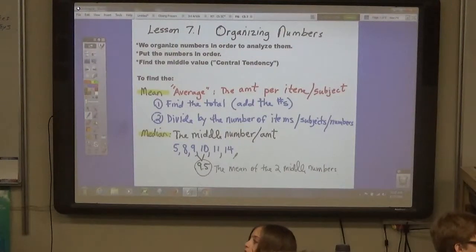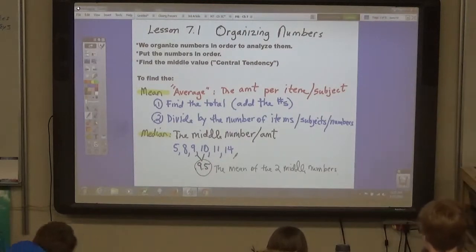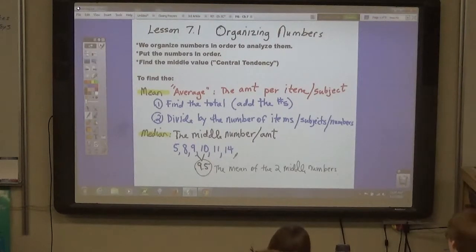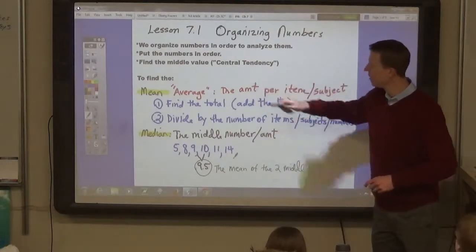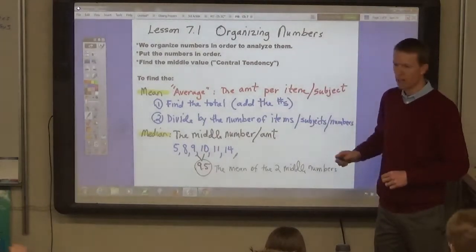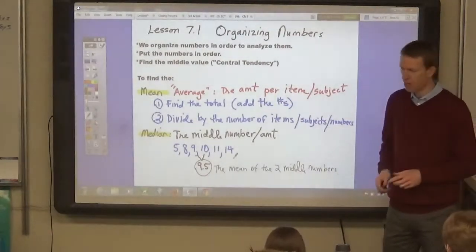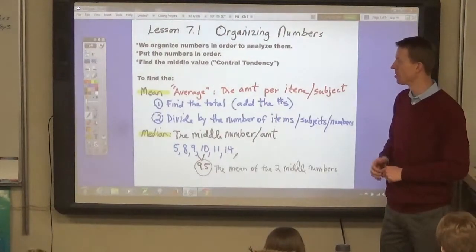Okay, sixth graders. In chapter 7, we're going to be talking about organizing numbers and looking at ways to analyze those numbers. Analyze meaning, what do they mean? Do they show trends? Where's the middle? Those questions, especially today, we'll be talking about how to find the middle of a number, or of a set of numbers, I should say.